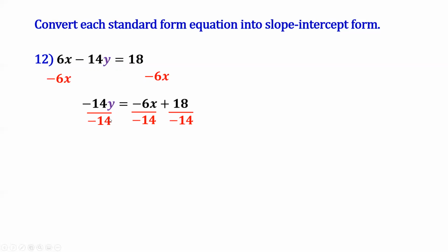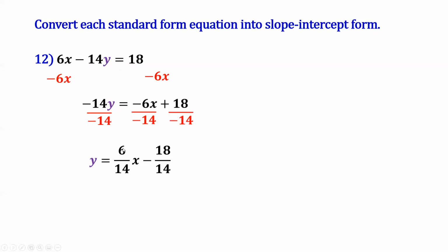The negative 14 and the negative 14 will cancel. A negative 6 over a negative 14, well, negative divided by a negative always becomes a positive. So I'm now going to have 6 over 14 x. And then an 18 divided by a negative 14, a positive divided by a negative will always be a negative. So I'm going to have a negative 18 over 14.